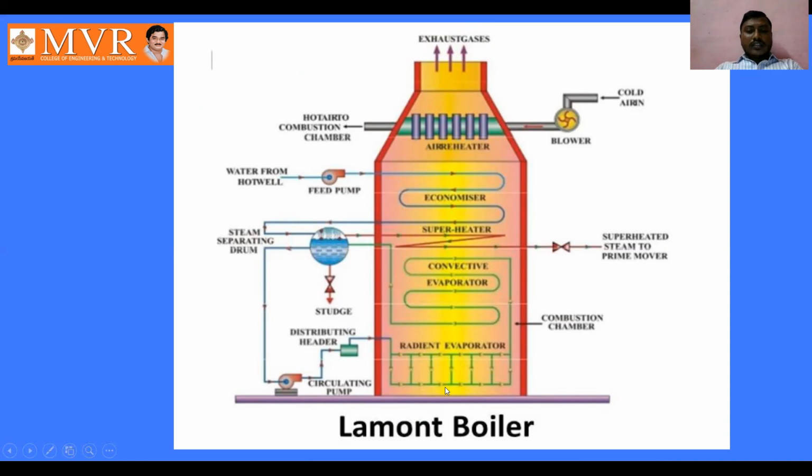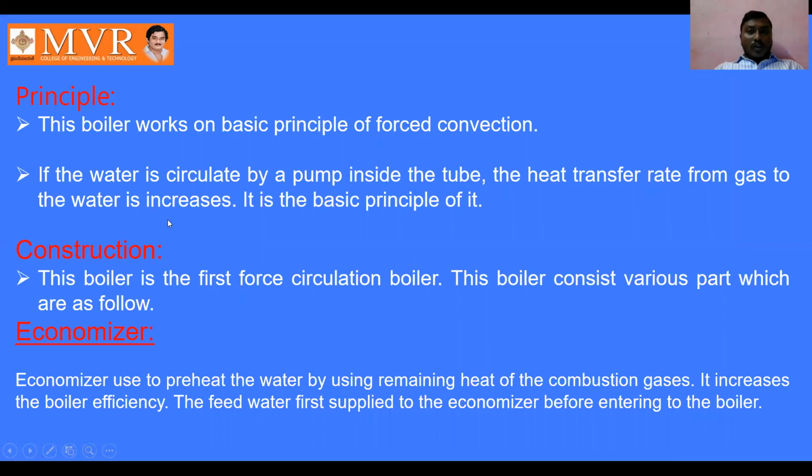And what about the hot gases? Here combustion takes place, and the hot gases produced go upwards and exit to the atmosphere as exhaust gases, touching the economizer as well as the convective evaporator and radiant evaporator. See here, this is the principle of the Lamont boiler. This boiler works on the basic principle of forced convection. If the water is circulated by a pump inside the tube, the heat transfer rate from gas to water increases. It is the basic principle of the Lamont boiler.